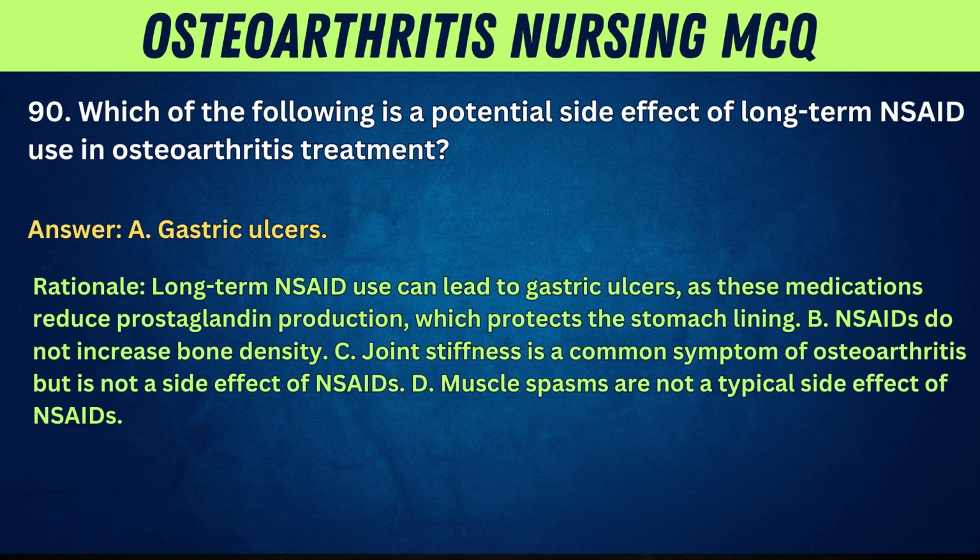B. NSAIDs do not increase bone density. C. Joint stiffness is a common symptom of osteoarthritis, but is not a side effect of NSAIDs. D. Muscle spasms are not a typical side effect of NSAIDs.